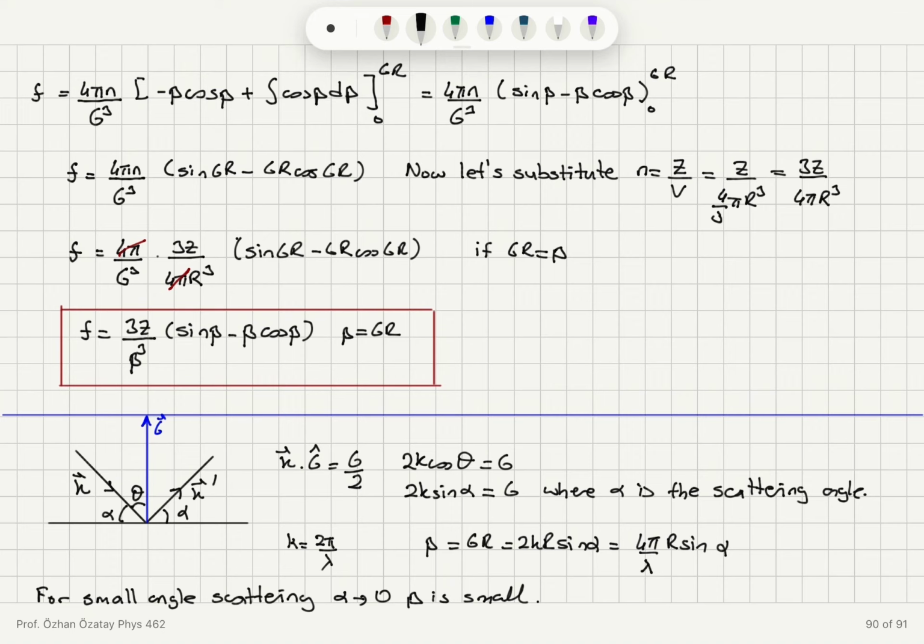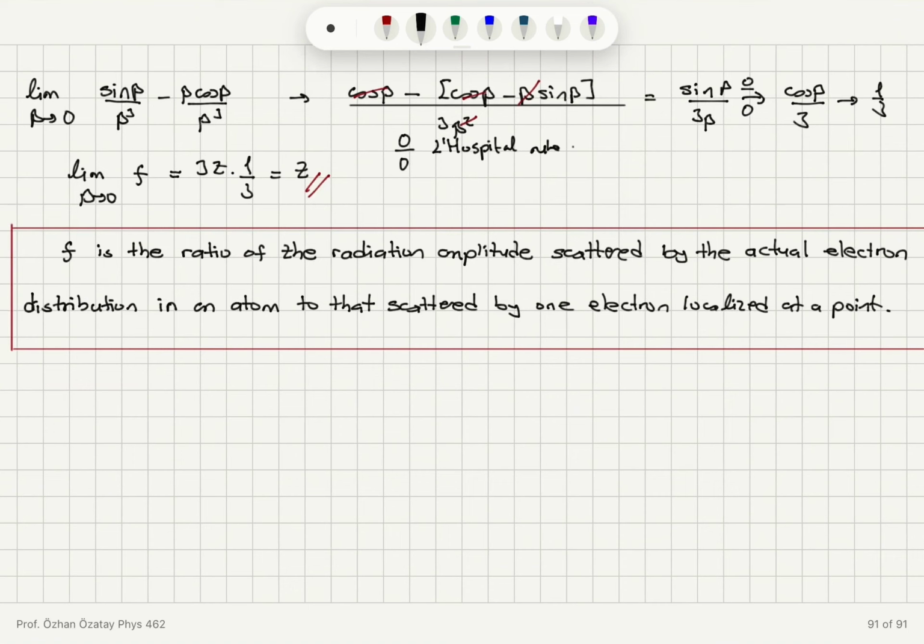It has this rather simple form for this scenario. And finally, the physical meaning of the atomic form factor is the ratio of radiation amplitude scattered by the actual electron distribution in an atom to that scattered by one electron localized at a point.